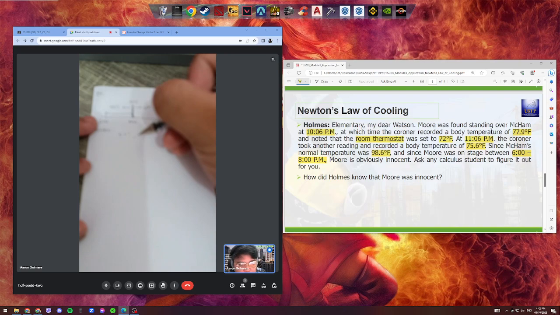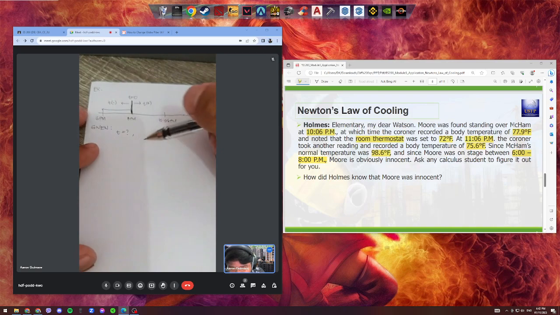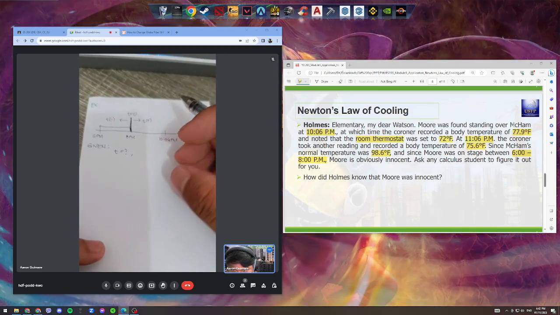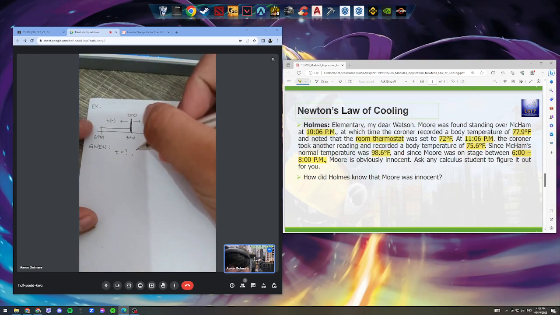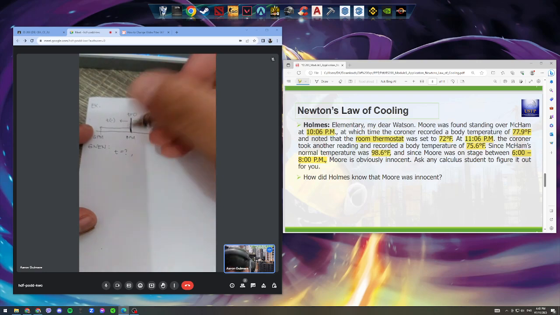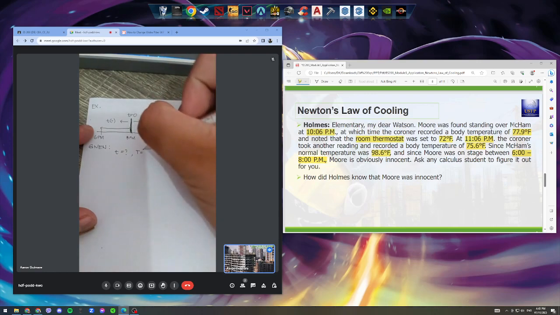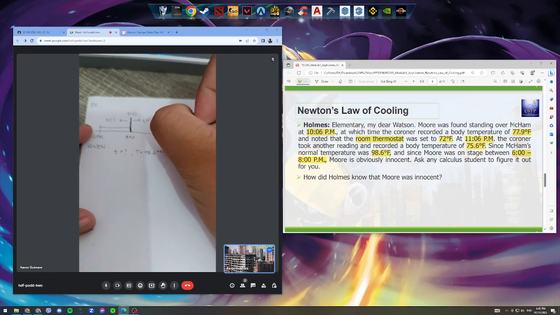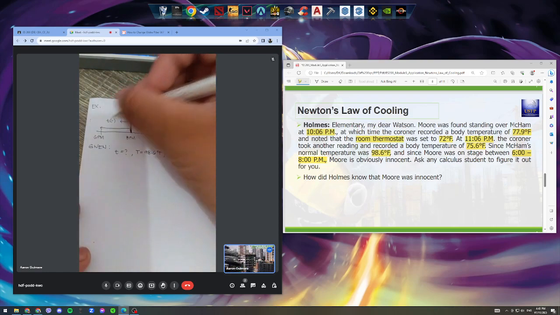The normal temperature, I'll just zoom in. Okay, hopefully it becomes clear. And the time is required, at the time of his death. His body temperature is originally 98.6 degrees Fahrenheit, and the temperature of the surrounding room was set to 72 degrees Fahrenheit. Okay, that is what we are looking for.